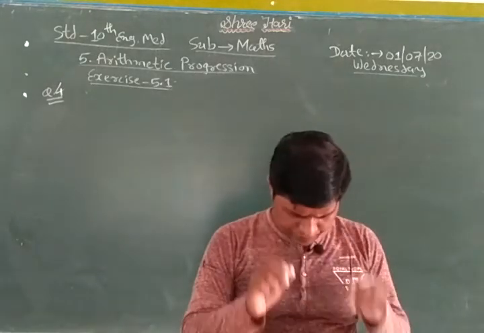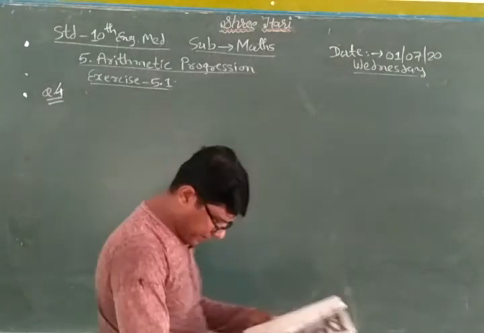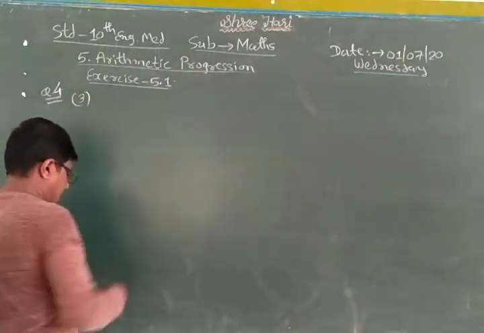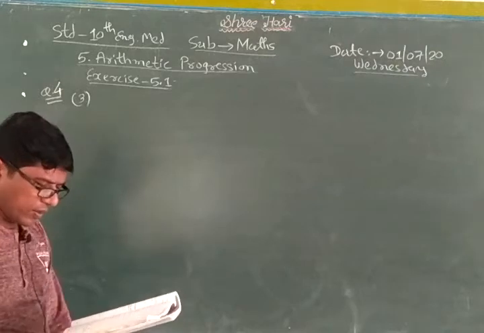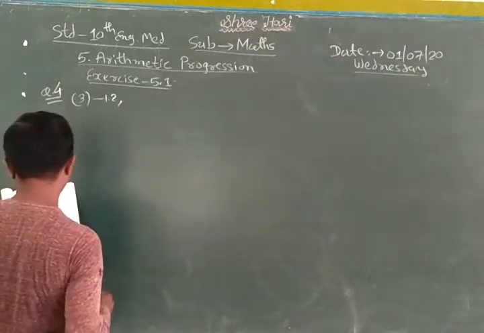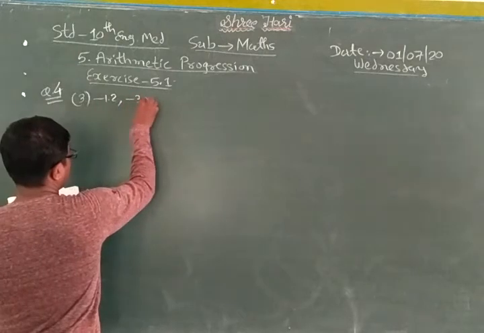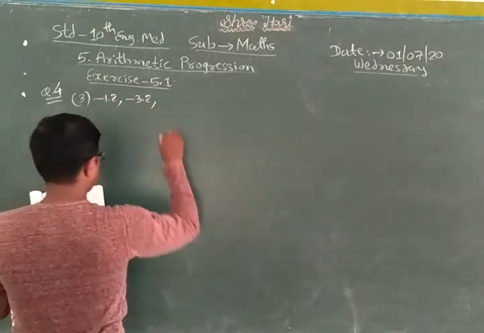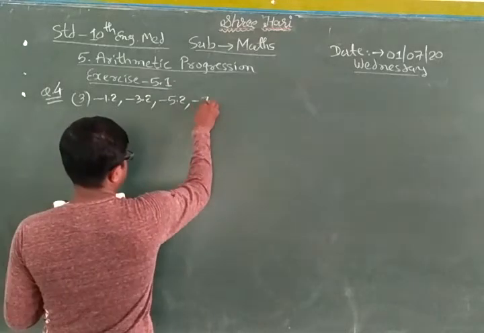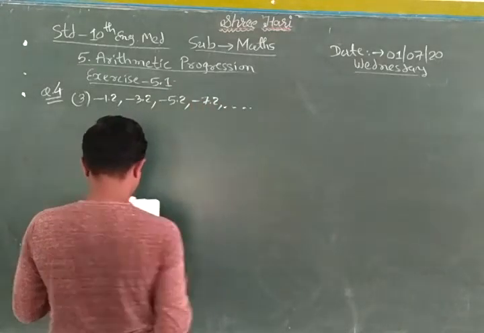Start from the third number here. We start here: minus 1.2, minus 3.2, minus 5.2, minus 7.2, up to dash.